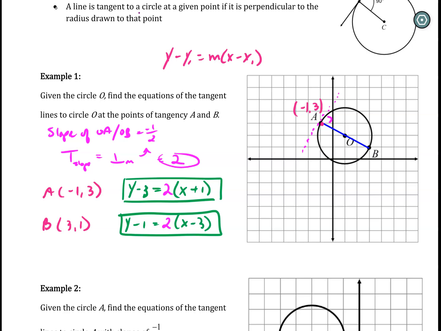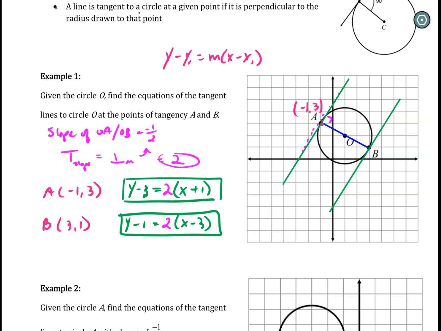So we just found this line and this line, right? And they're parallel to each other. And that makes sense, right? Because they're 90 degrees on both spots. So they would have to be parallel.